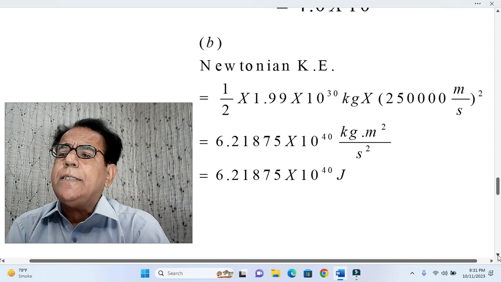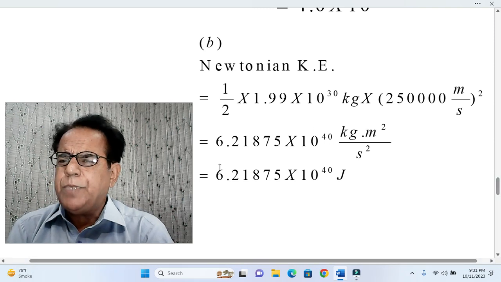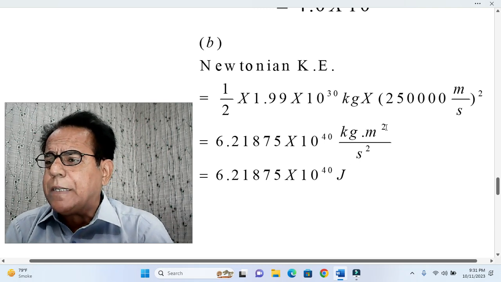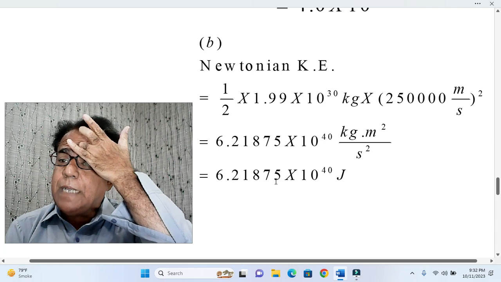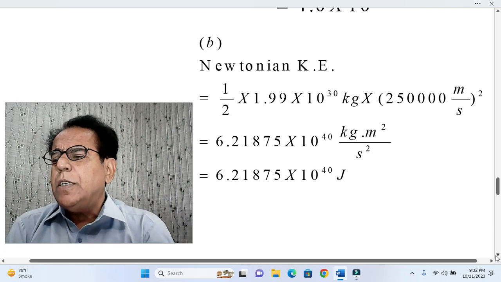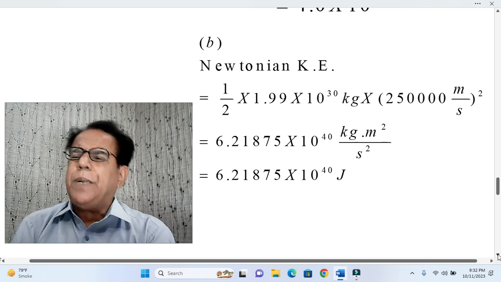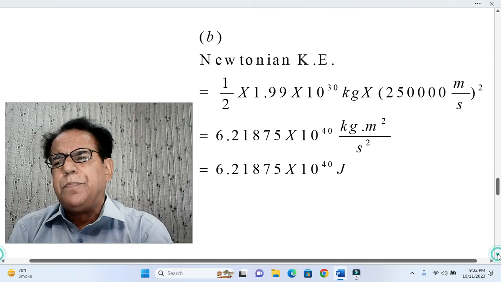Newtonian kinetic energy is equal to half m into v square. Here m is given in the table of astronomical data and v or u is given in the statement. After simplification, it becomes kilogram meter square per second square, and we know that this unit is called joule. So Newtonian kinetic energy becomes equal to 6.21875 into 10 raised to the power 40 joule. Sometimes we convert joule into electron volt, million electron volt, etc., but we do not go towards those conversion factors. We stop our calculation here.